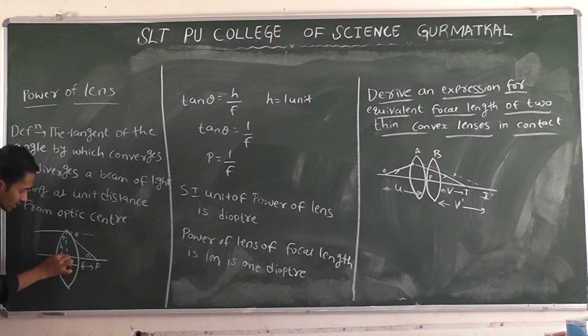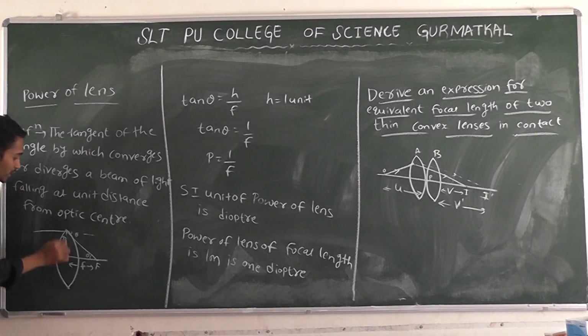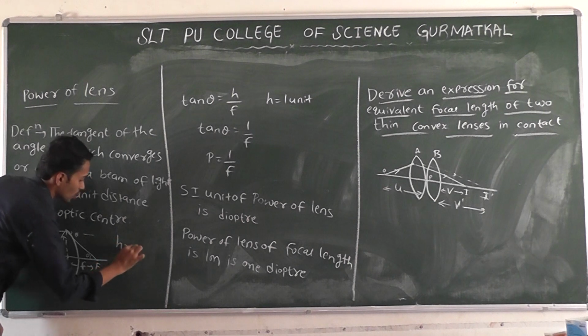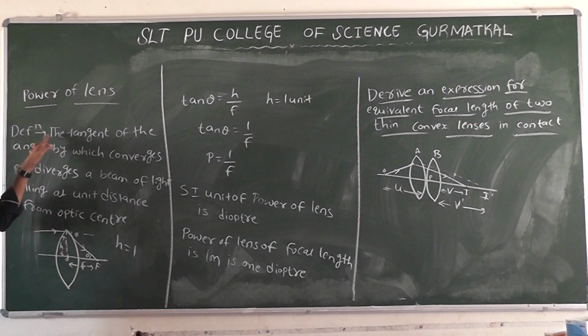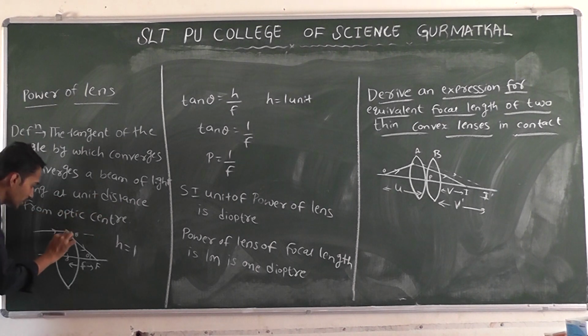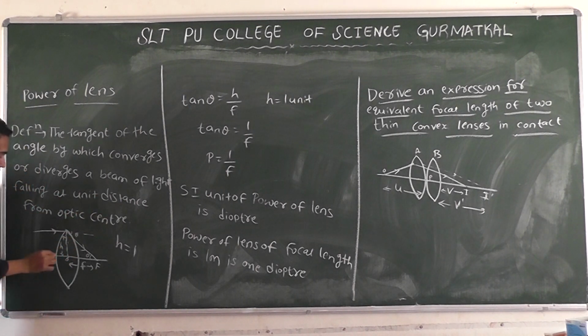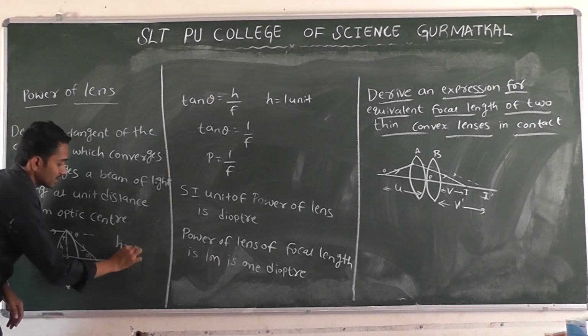The center point of a lens we call the optic center. A unit distance means we are taking h equal to 1. We are incident the light ray at a height from the optic center, and we consider h equal to 1. Next, the tangent of the angle by which it converges or diverges a beam of light falling at unit distance from the optic center. Unit distance means we have to consider h as 1.